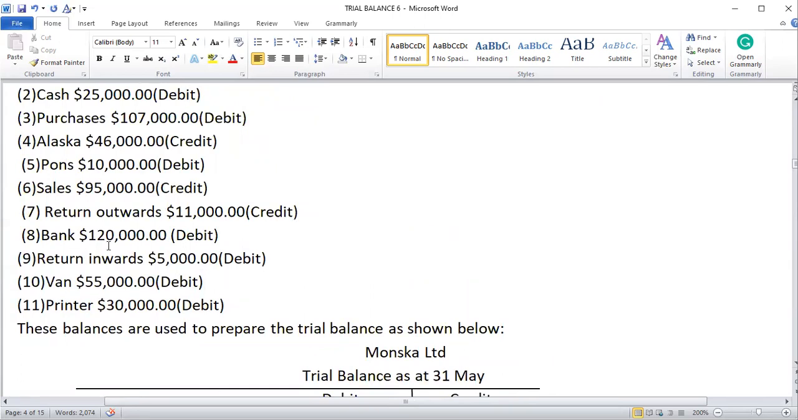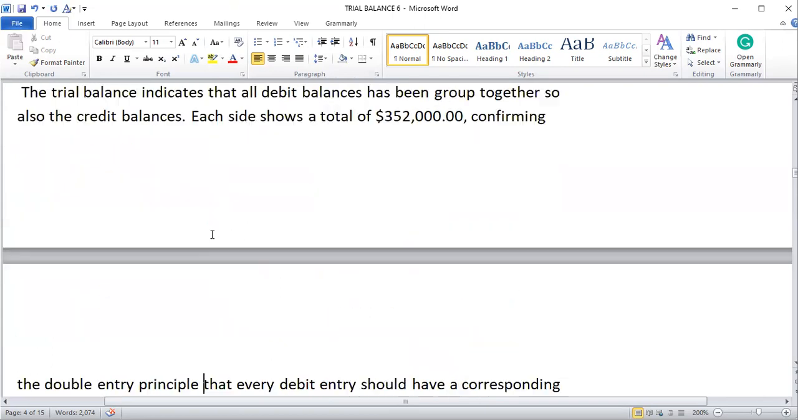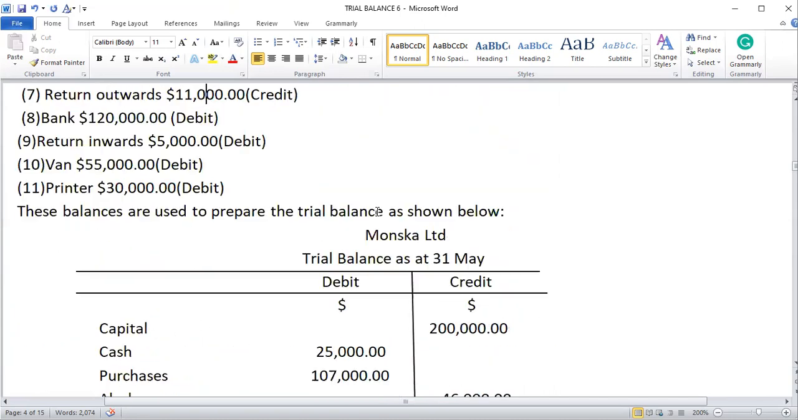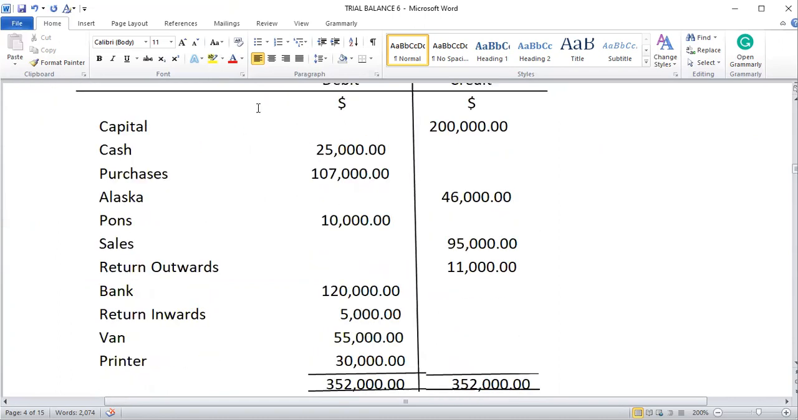Number 8, bank, $120,000 debited. So we have bank, $120,000 debited. Then return inwards, $5,000 debited. So return inwards, $5,000 debited.